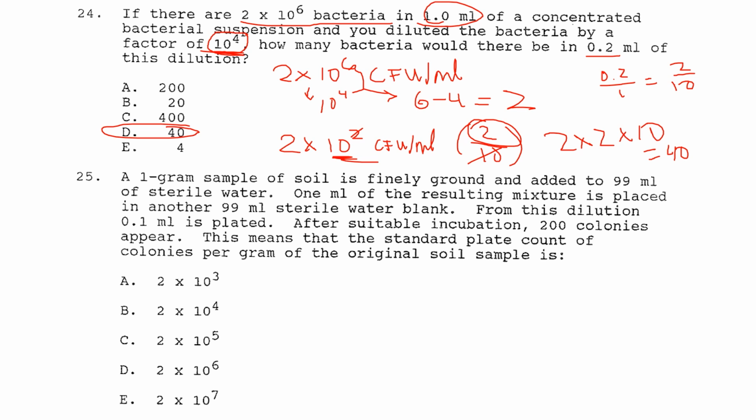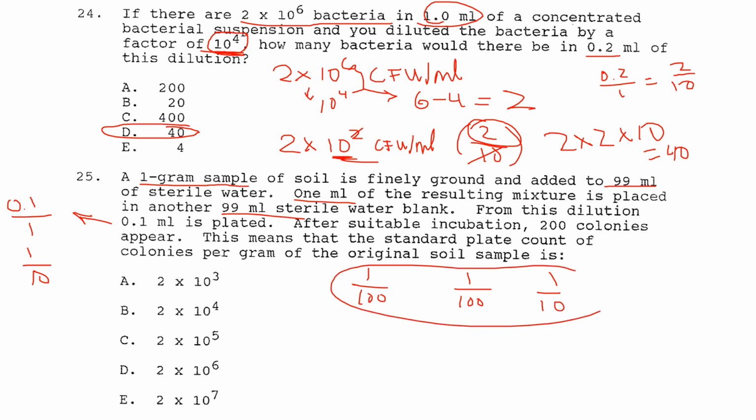Okay, so for 25, we have our 1 gram sample of soil to 99, so that's 1 in 100 dilution. They do the same thing again, so 1 over 100. From this dilution, you plate 0.1, so remember this is over 1, right? So that's 1 in 10. And then from this dilution, you plate that, and then you get 200 colonies, right?